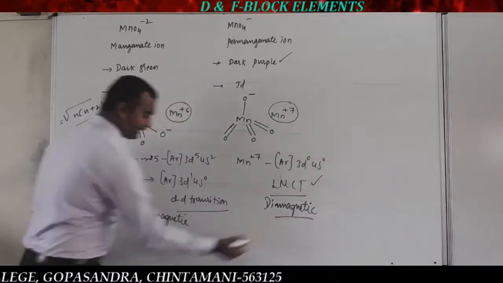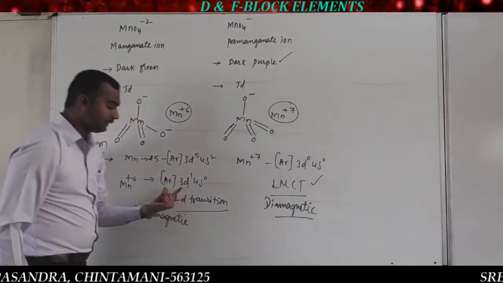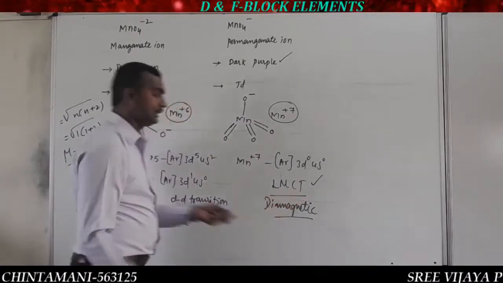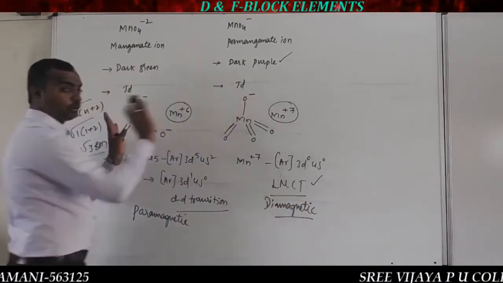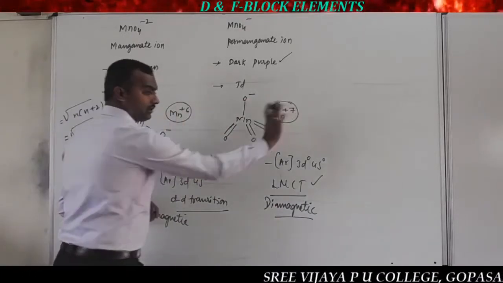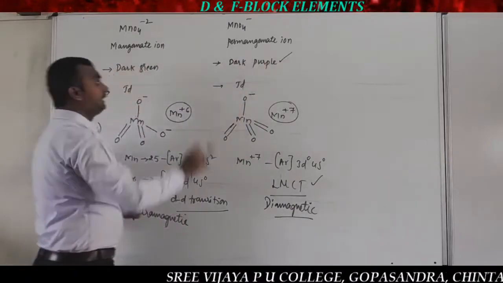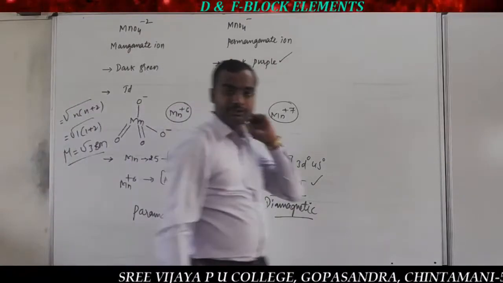So the difference: one is paramagnetic, the other is diamagnetic. In one the color is due to dd transition, in the other the color is due to LMCT. Both have tetrahedral geometry, but the oxidation state is different: here Mn is +6, here the oxidation state is +7. This one is dark green, this one is dark purple, and these are the manganate and permanganate ions.